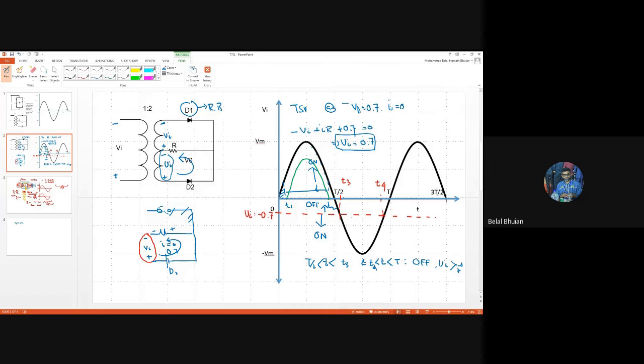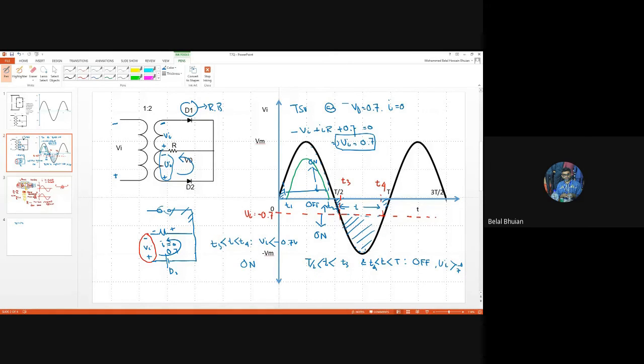On the other hand, between T3 and T4, all the value of the signal is below that dotted line, the transition state line. So that gives us Vi less than minus 0.7 volt, and the diode is on. So I know where the diode is off, and I know where the diode is on.